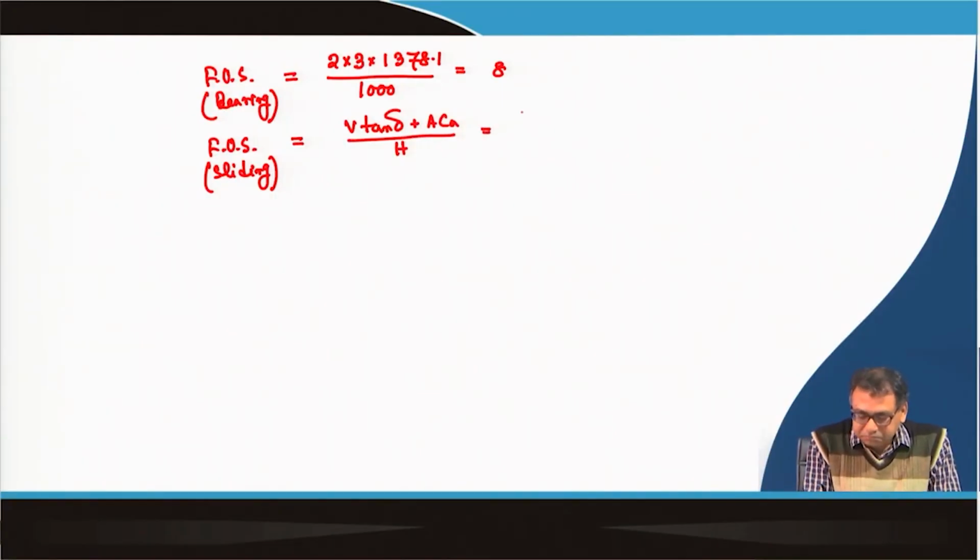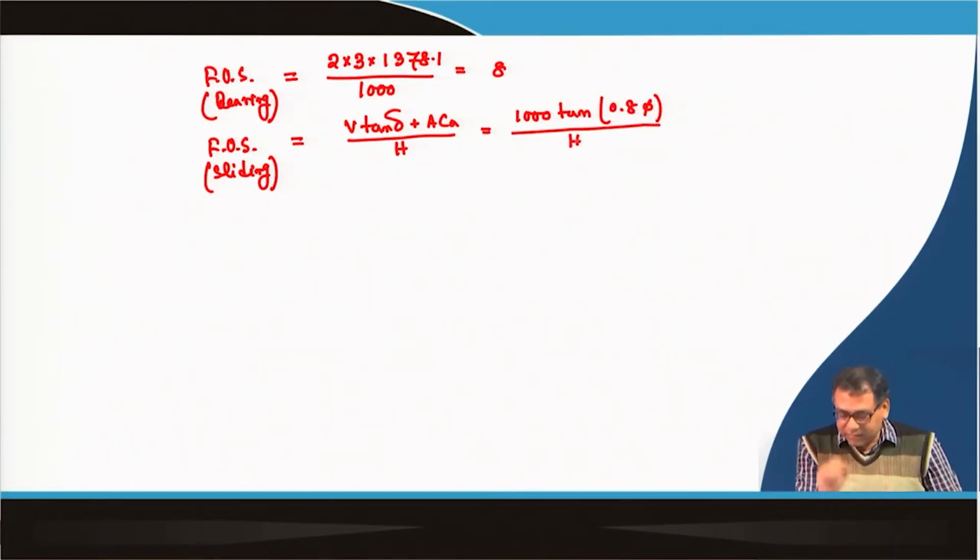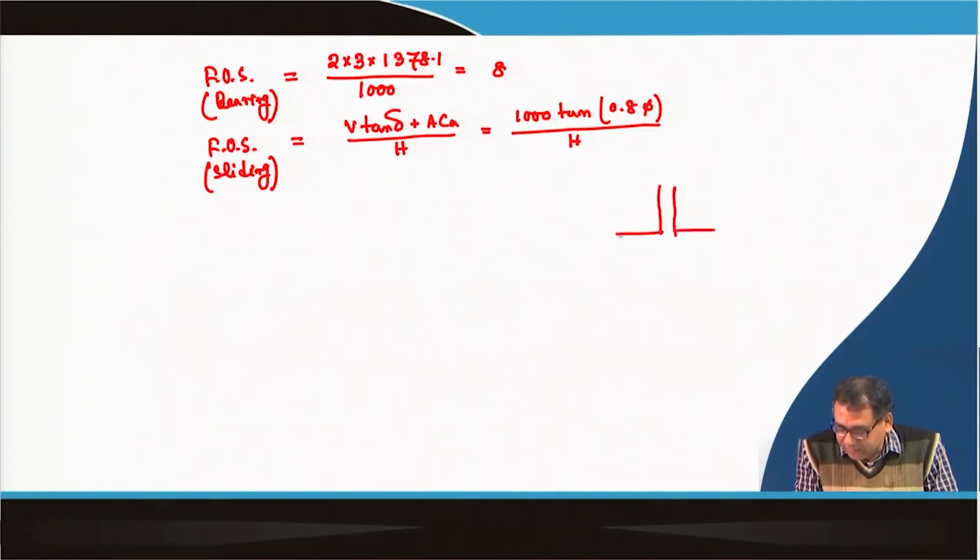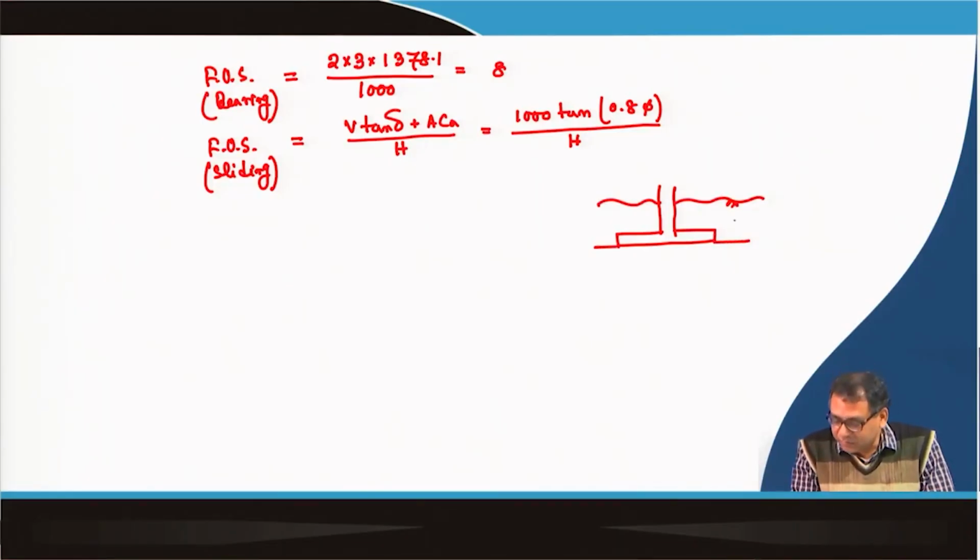So, that will be V is 1000, tan delta is taken 0.8 times of phi, and this is H. Okay. And one thing I want to mention, that sometimes it may happen that this is the foundation base and this is the ground surface. Now, soil in this zone and soil in this zone can be different also.